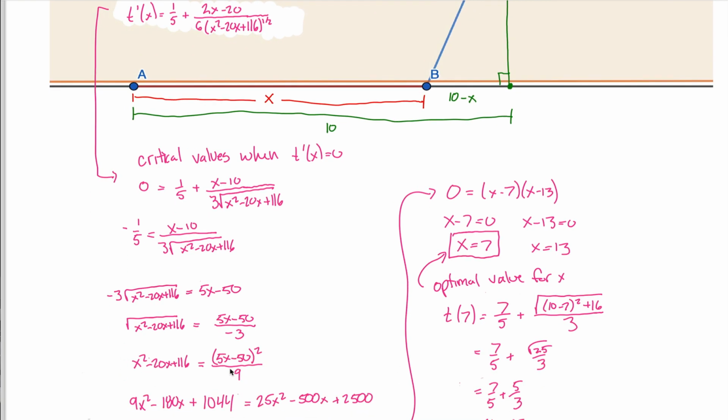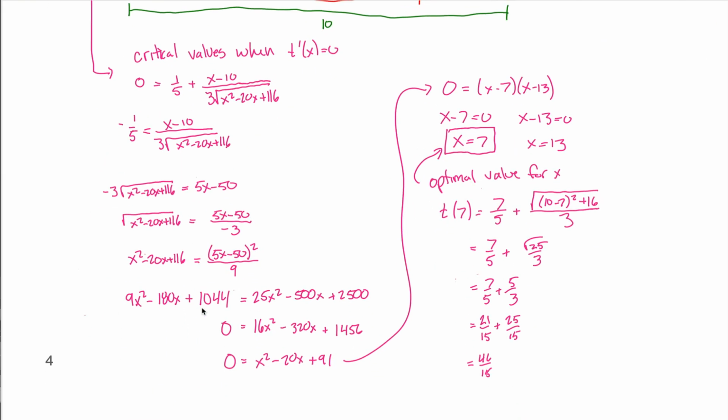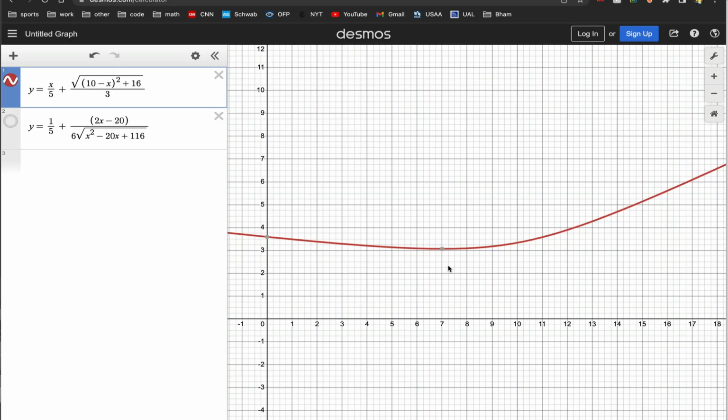Well, remember, when we solved this thing, we found two different critical values. We found a critical value at 7 and a critical value at 13. What that means is the first derivative should equal 0 at 7 and 13. If we go back over here to this graph and we examine the point where x equals 13, we don't see a point where the tangent line is horizontal. And that's really surprising.